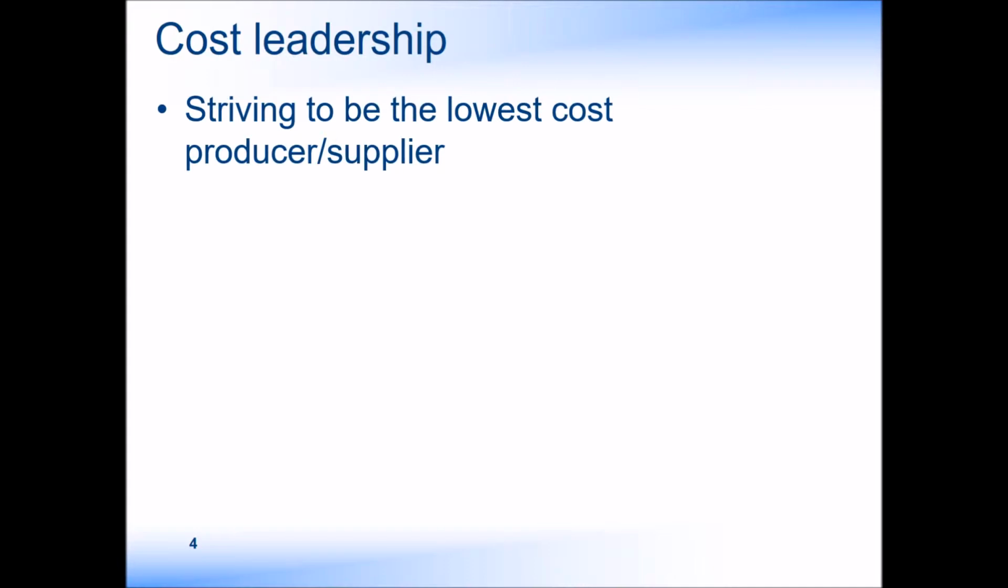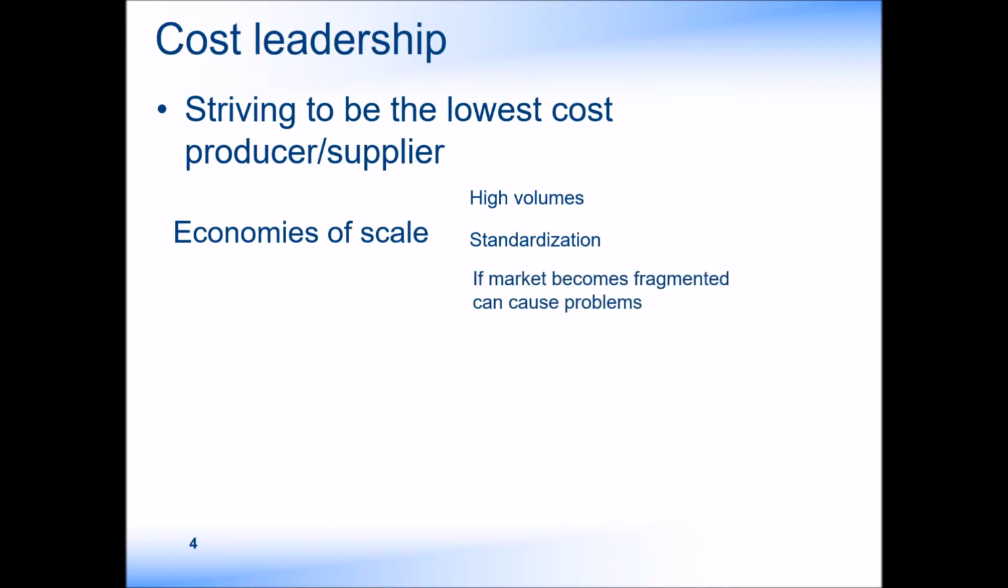There are several strategies that aid a strategy of cost leadership. Economies of scale. Economies of scale require high volumes of production and possibly a limited variation in the product offering, that is, a standardization of products. However, in mature markets, they may become fragmented as the focus moves towards products targeted at specific segments of the market, and this can undermine the cost advantage as the cost base rises and some of our economies of scale are lost.